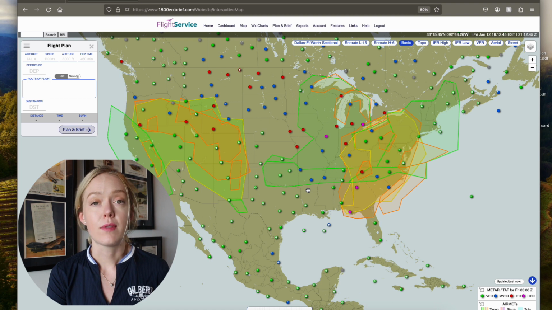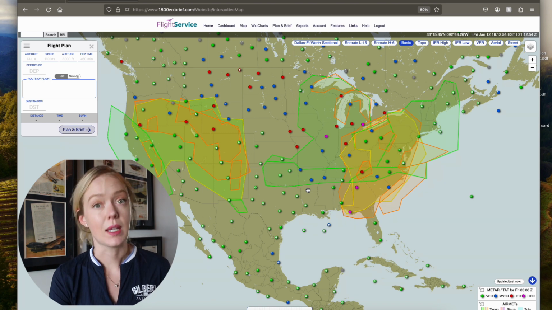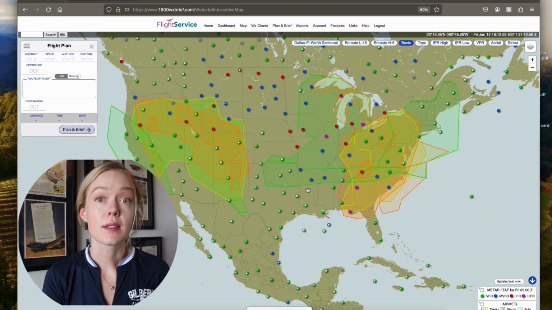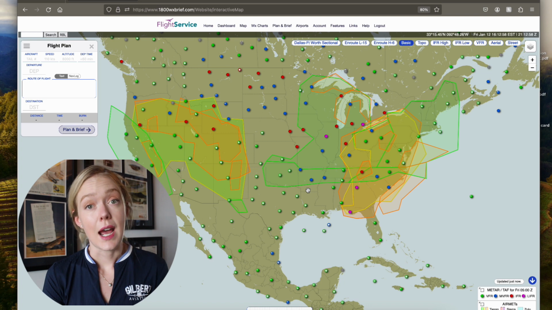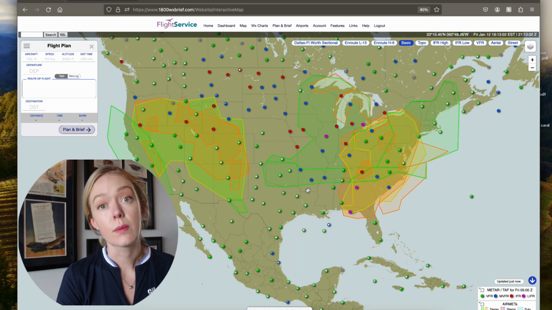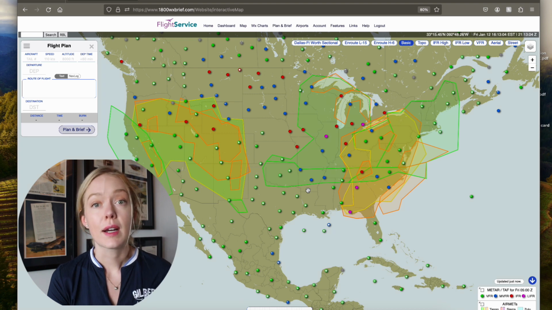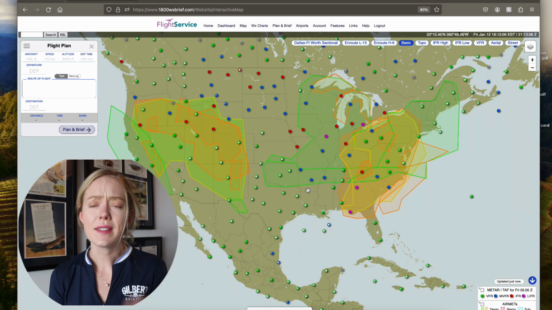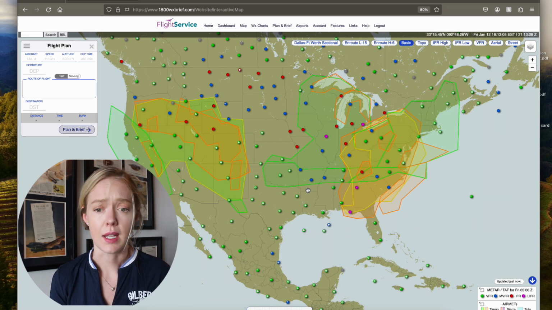Those AIRMETs give an indication about the stability of the atmosphere. More stable atmosphere, typically speaking, safer conditions. Lots of instability in the atmosphere typically leads to unsafe conditions like turbulence, high winds, convective activity. All that stuff we want to stay away from as general aviation pilots.